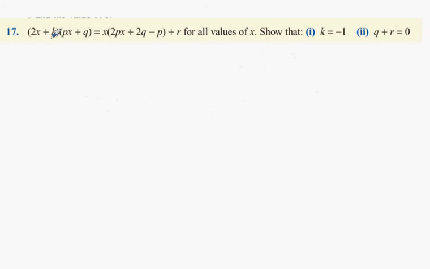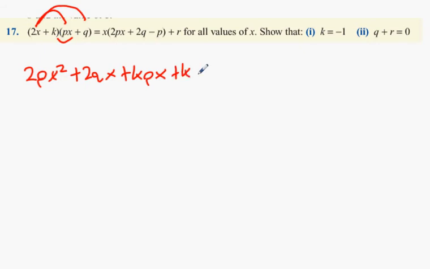So, what you do is you multiply them out, and you get 2px squared plus 2qx. You're all well capable of doing this part. And then plus kq. That's the left side. I now go to the right side and I multiply it out like this. I don't multiply the r. Why do I not multiply the r? It's outside the bracket there. So we have 2qx minus px plus r.